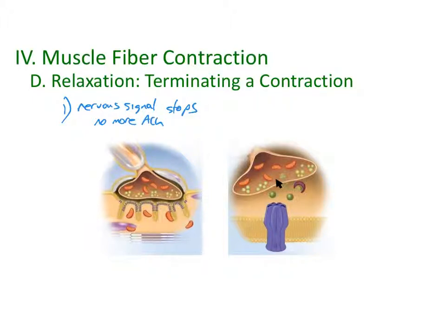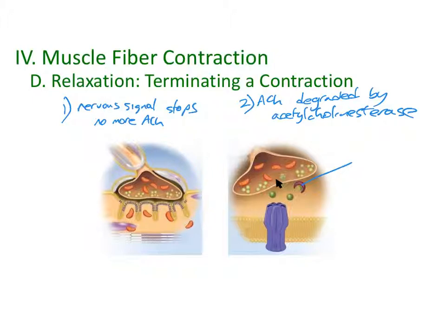Second step is acetylcholine needs to be broken down, and it is degraded by an enzyme called acetylcholinesterase. So in this picture, the little Pac-Man thing, the dark purple, is acetylcholinesterase. And the green dots are the acetylcholine.